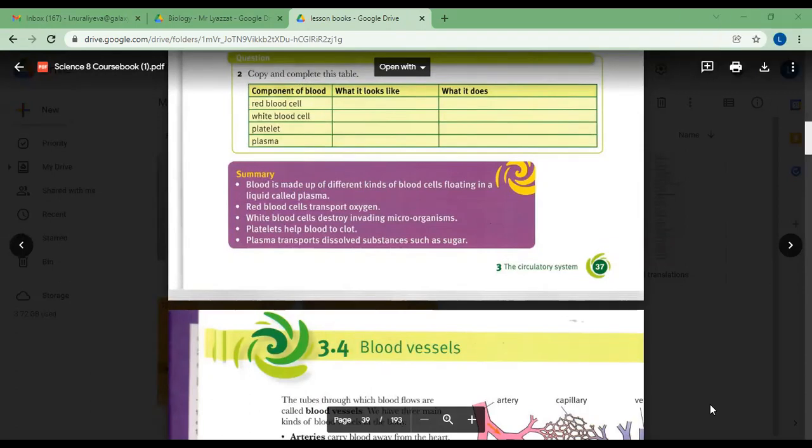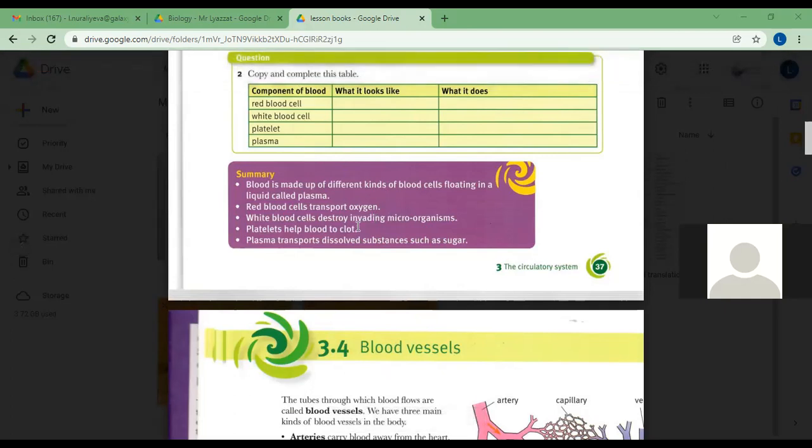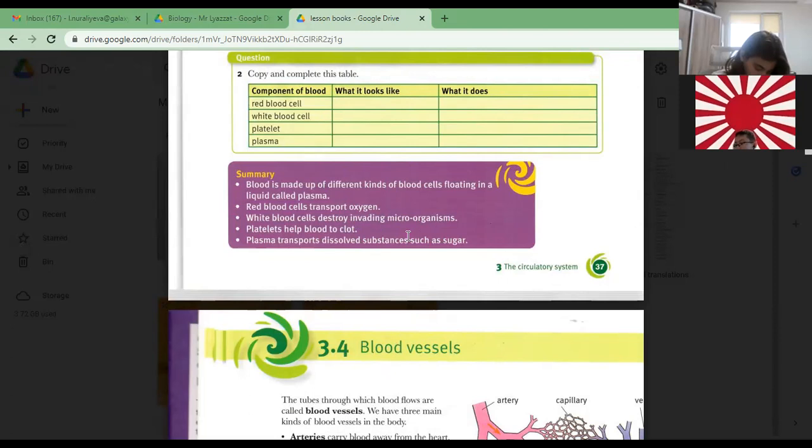Levin, please read 3, 4. White blood cells destroy invading microorganisms. Is it clear for you? Invading, it's from outside coming. Platelets help to clot. Do you know the word to clot? No. To clot, to solidify and close that injury. Pıhtılaşma. Yeah? Okay. And Eleanor, last statement.